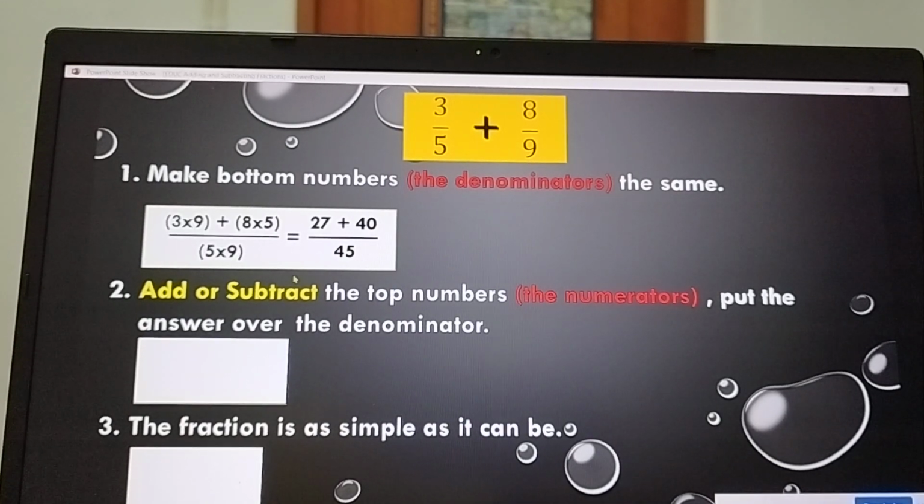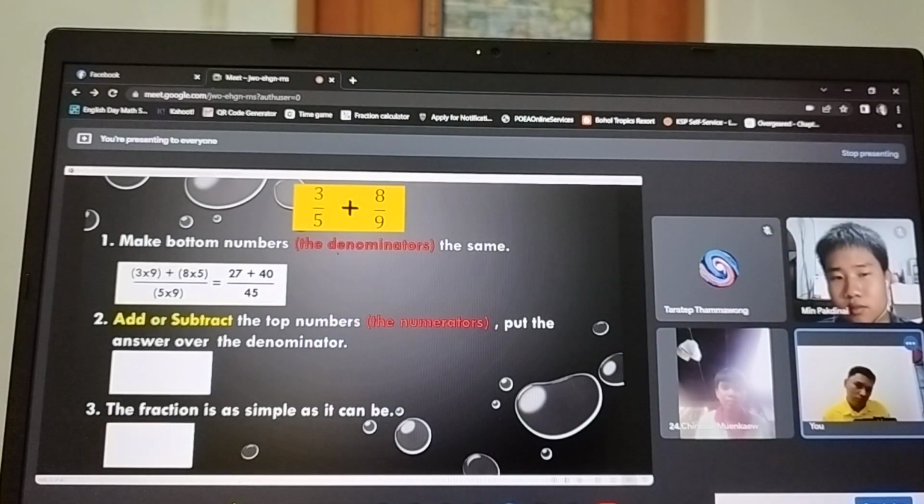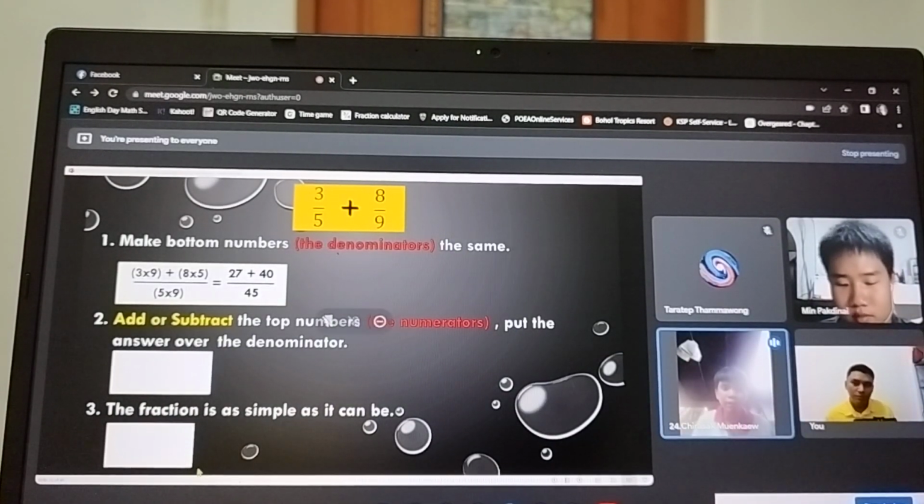45. Okay, very good. So 3 times 9, 27, plus 8 times 5, 40. Then for the denominator, 5 times 9 is 45. Okay? Now, step 2. Add the numerators. 27 plus 40 is 67. Okay, very good.